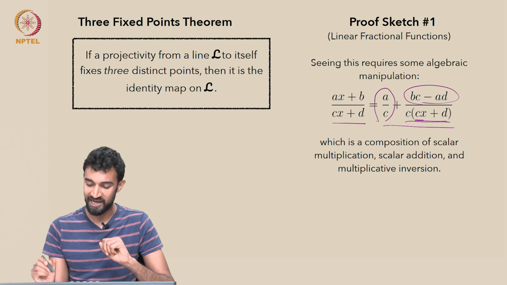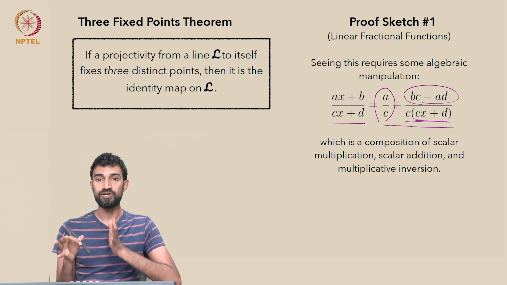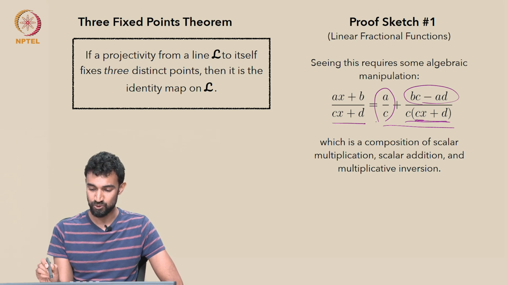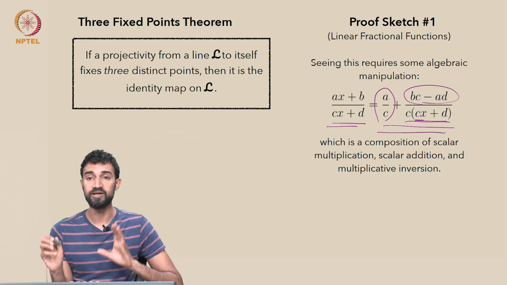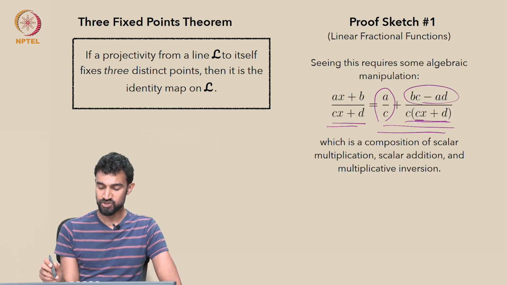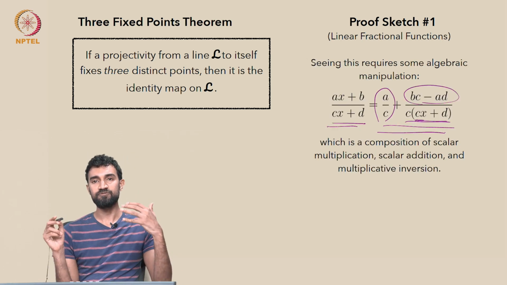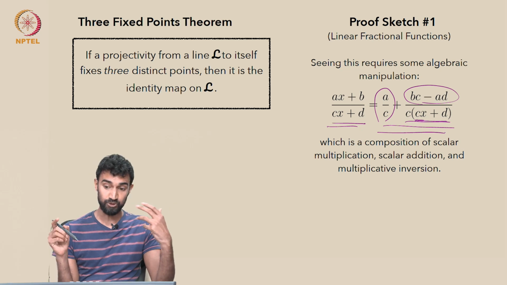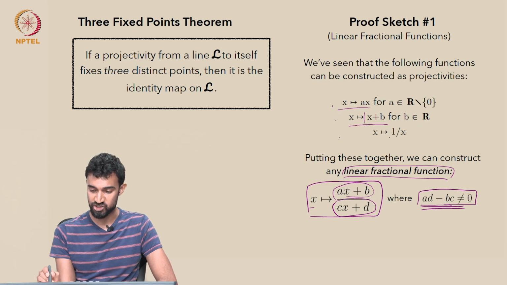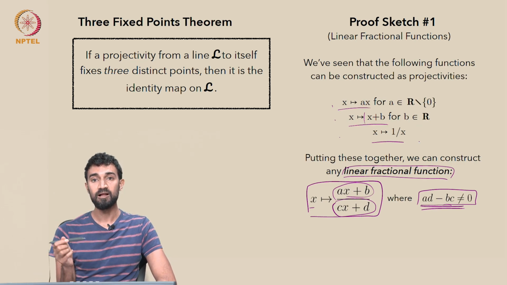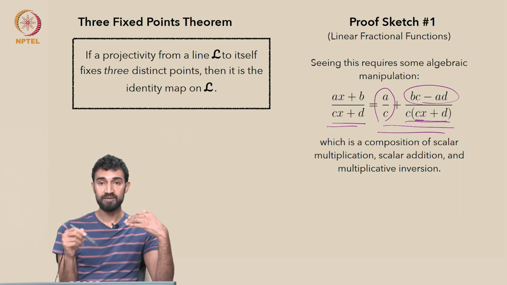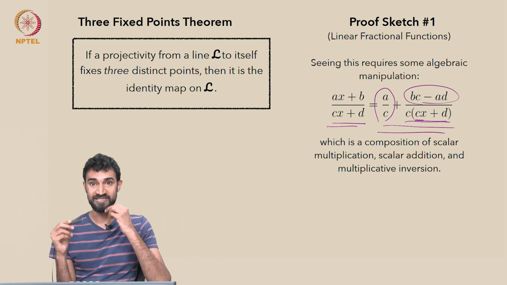After that, you can translate by a over c. So it's a composition of these three types of functions when it's written this way. And you can work out for yourself that these two expressions are indeed equal to each other. So what this shows is that any linear fractional function can be realized as a projectivity, because any linear fractional function can be written as a composition of these three types of functions. And these three types of functions are all constructible as projectivities. Therefore, any linear fractional function can be constructed as a sequence of many, many, many perspectivities, as a projectivity.